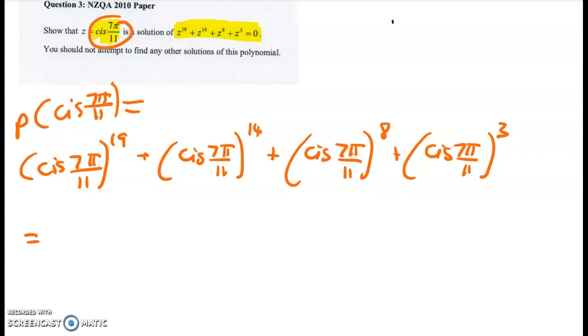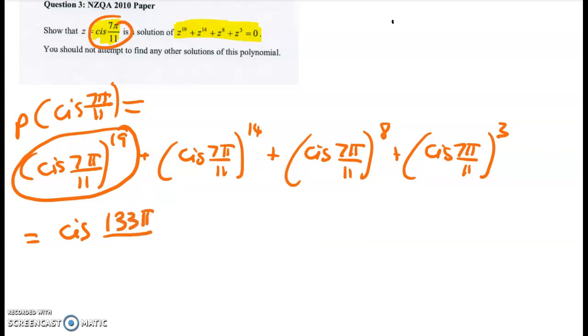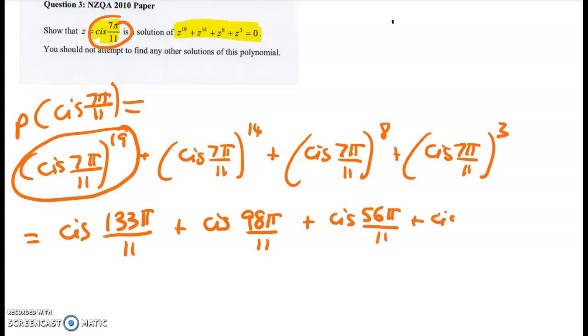So the next obvious step is to apply de Moivre's theorem here. Good brain practice. What are 7 19s? 7 19s are 133 pi. 133. Next one, 7 14s. What does 7 14s give me? That gives me 98 pi on 11. And here we get cis of 56 pi on 11 plus cis of 21 pi on 11.